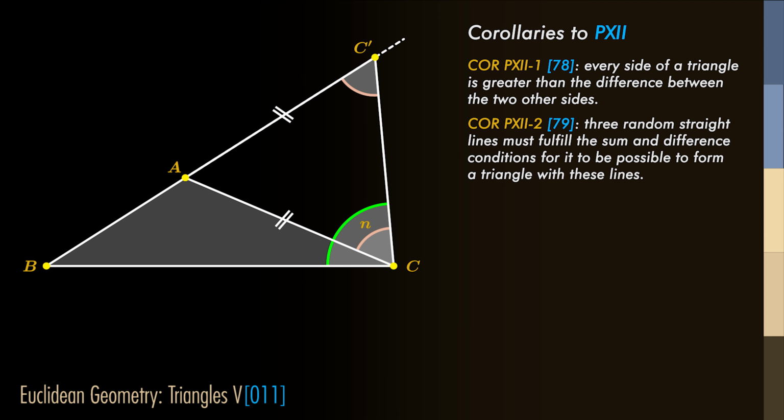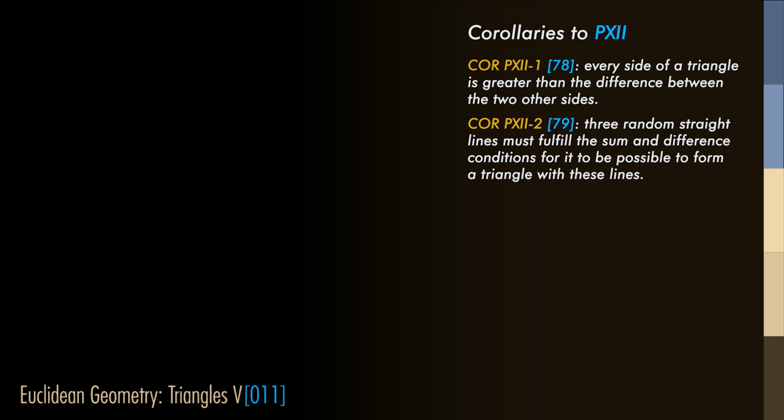An important remark follows all these results. If you are given three random straight line segments, it is not guaranteed that you can make a triangle with them. Every straight line segment must fulfill the two sum and difference conditions. Namely, if A, B and C are the three sides, then A must be smaller than the sum of B and C, and A must be larger than the difference of B and C, etc.